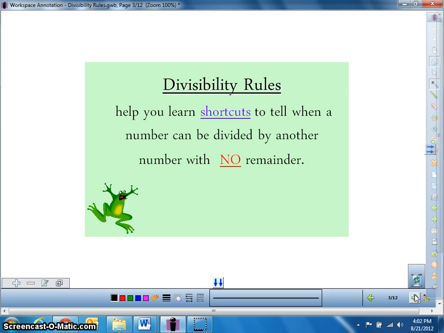And believe it or not, we're going to use this a lot throughout the entire year. Especially in this unit, we're going to use it with prime factorization. But throughout the year, I'm going to be referring to, hey, can we divide it by 2? Can we divide it by 5? Can we divide it by 6? And you're going to want to recall this lesson. So here we go.